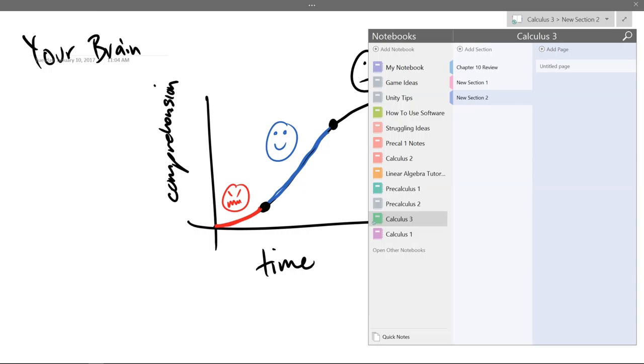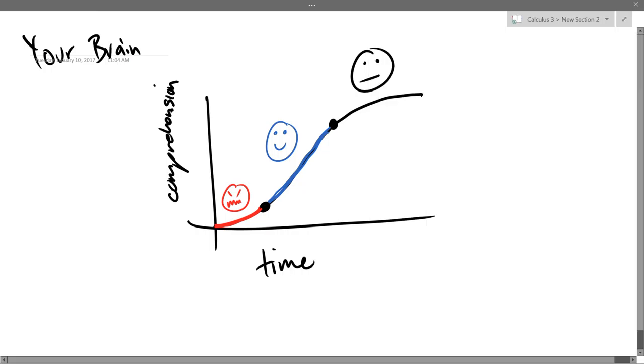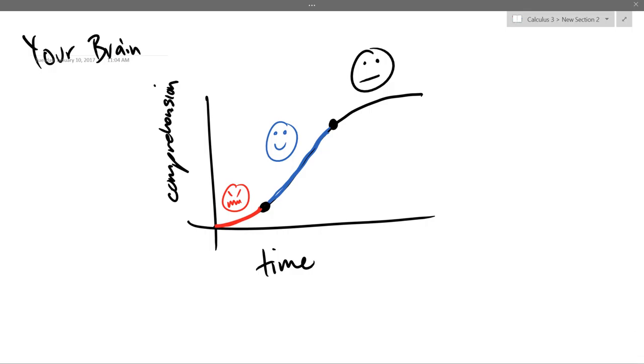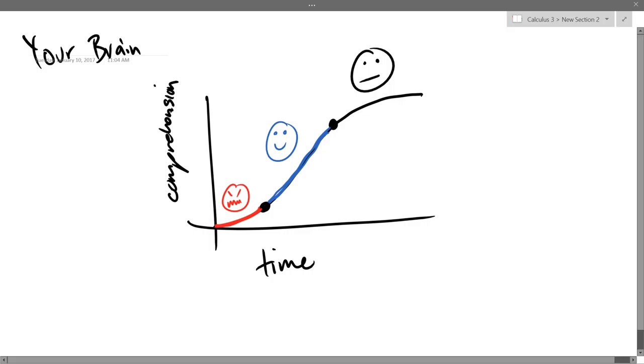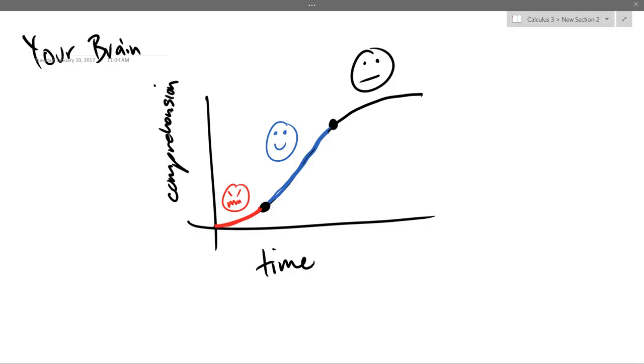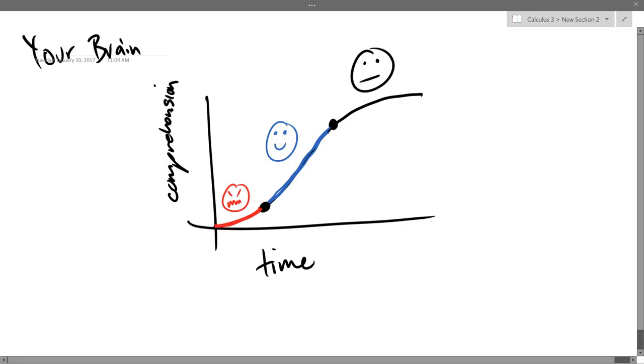Oh, one more thing I forgot to tell you about your brain. When you take your midterm, I'm going to know if you're in the red, the blue, or the black zone. Trust me, it's very obvious if you're in the red zone, because I see a bunch of junk where your answer should have been. If you're in the red zone on too many problems, I'm not looking at any of you in particular, but I will know by the time your midterm or your quiz hits.